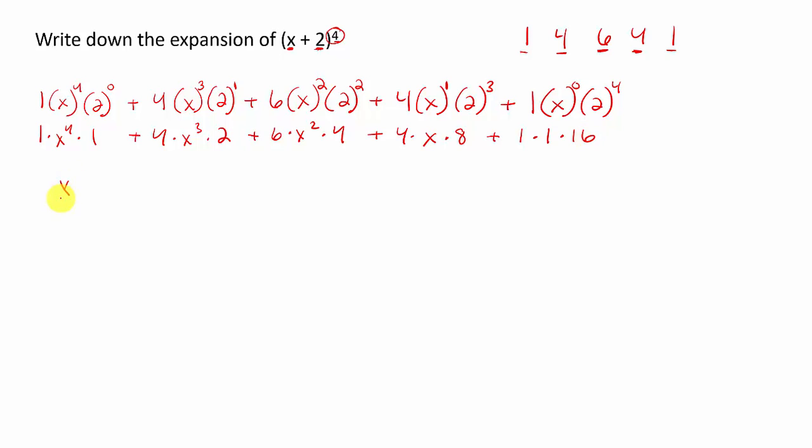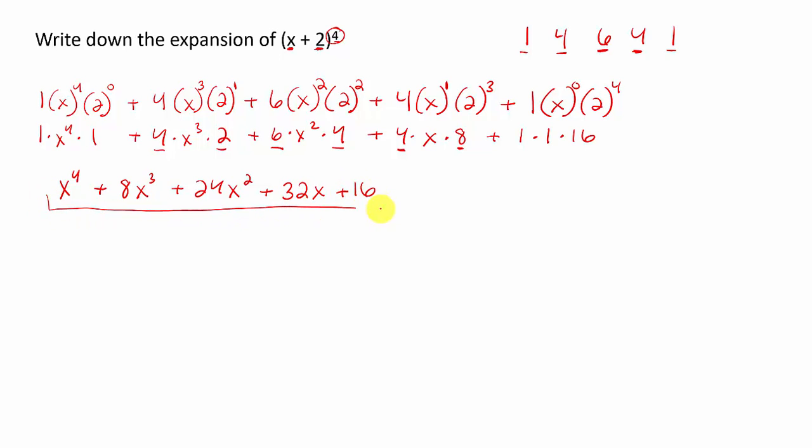So simplifying a little bit further, we're going to get x to the 4th plus 4 times 2 is 8. Bring down your x cubed, sorry. 6 times 4 is 24. And then you have an x squared in this term. 4 times 8 is 32. And then you have an x. And then 1 times 1 times 16 is 16. So this is my expansion of x plus 2 to the 4th, rather than having to write this out and multiply it all out. Okay, that's my expansion.